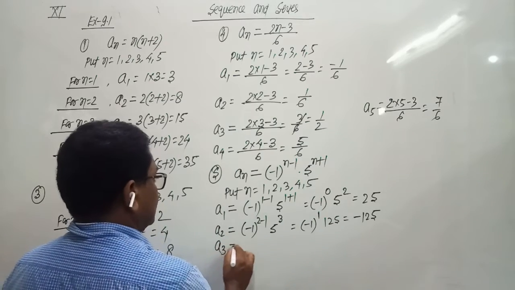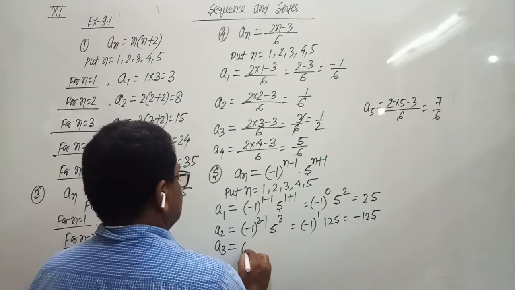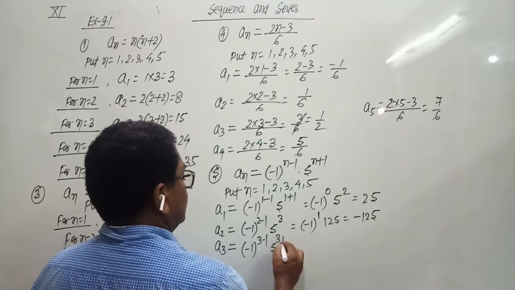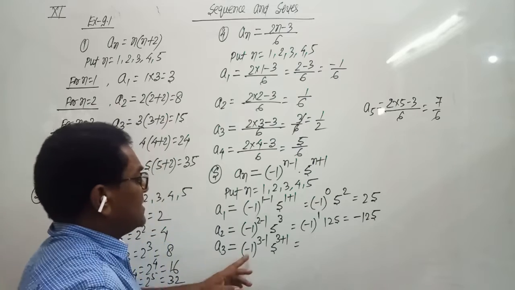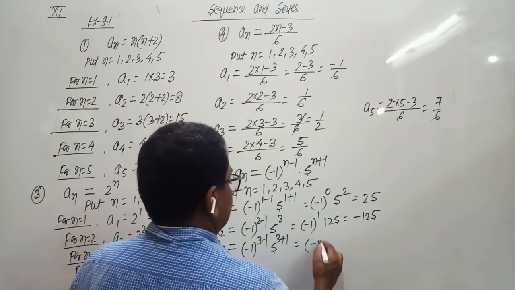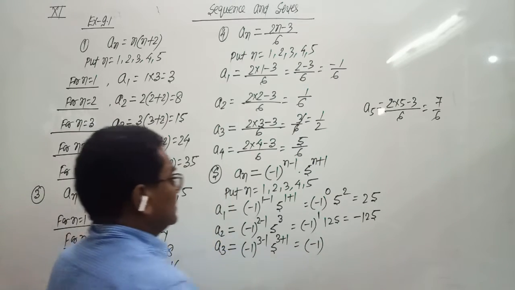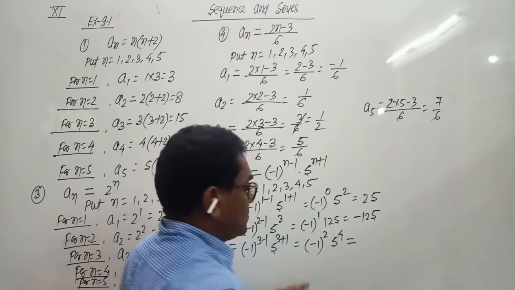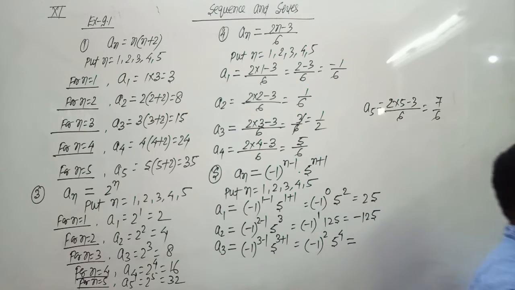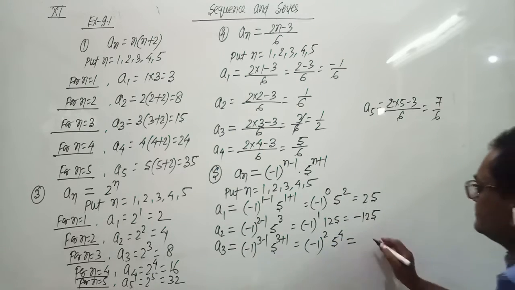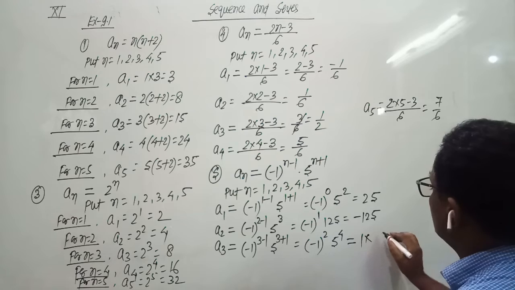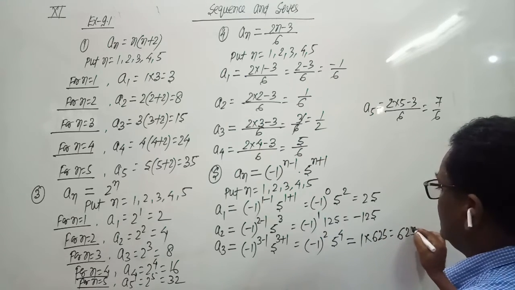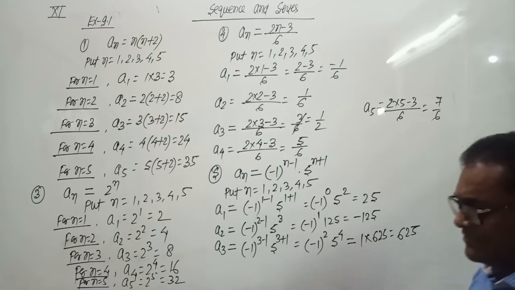Now the third term, a3. So minus 1 raised to the power 3 minus 1 into 5 raised to the power 3 plus 1. Minus 1 raised to the power 2 and 5 raised to the power 4. So minus 1 squared is plus 1 and 5 raised to the power 4 is 625. So the third term is 625.